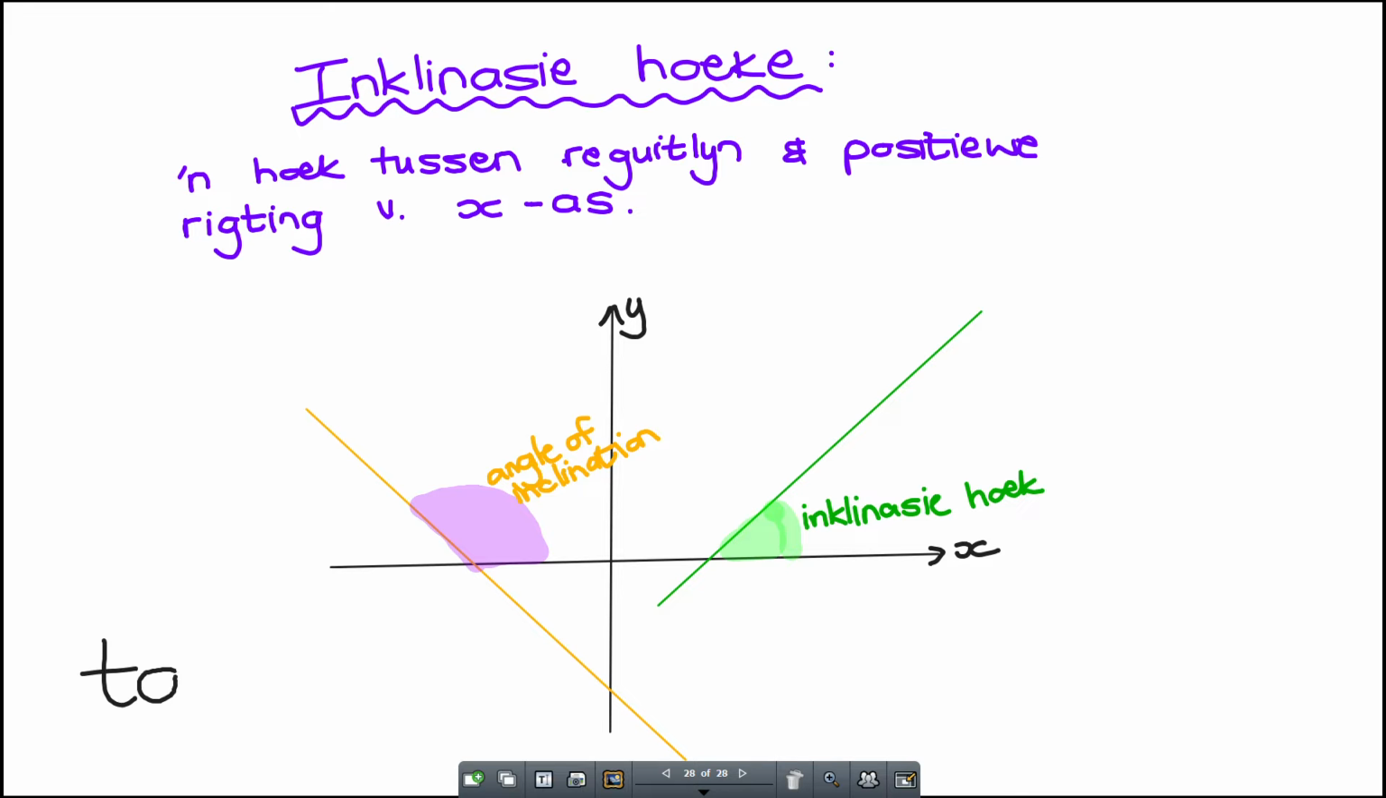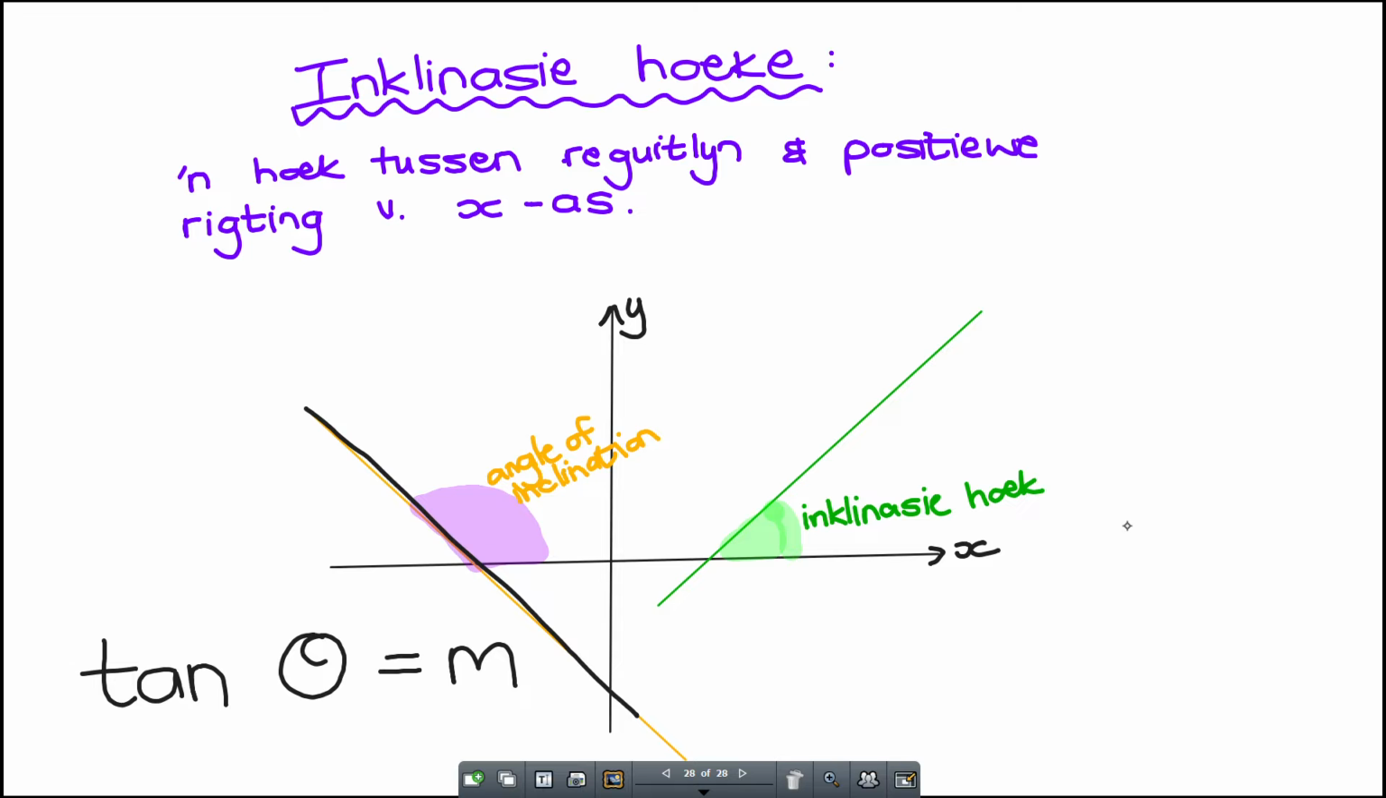Tan of that angle, en kan ek hom nou maar theta noem? Tan van theta gaan gelyk wees aan die gradiënt van daai lyn. Okay, so, how would we use this in sums? They will either give me this angle, and then I use it to get the gradient of that line, or they give me the gradient, and then I can work out the angle.